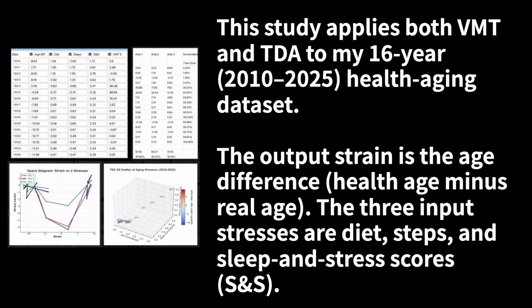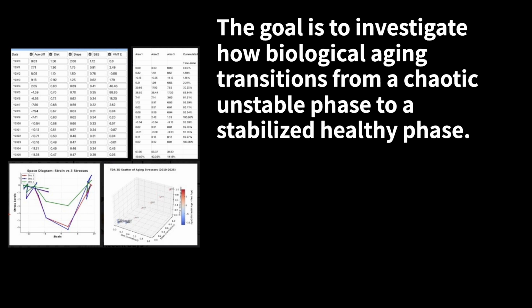Introduction: This study applies both VMT and TDA to my 16-year, from 2010 to 2025, health aging dataset. The output strain is the age difference, health age minus real age. The three input stresses are diet, steps, and sleep and stress scores, S&S. The goal is to investigate how biological aging transitions from a chaotic, unstable phase to a stabilized healthy phase.